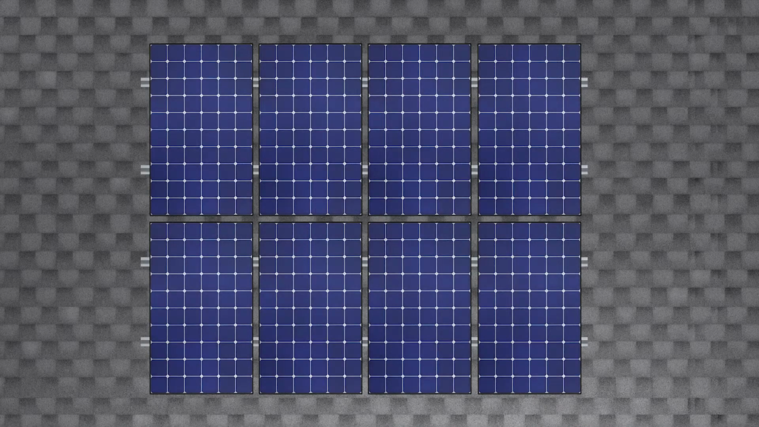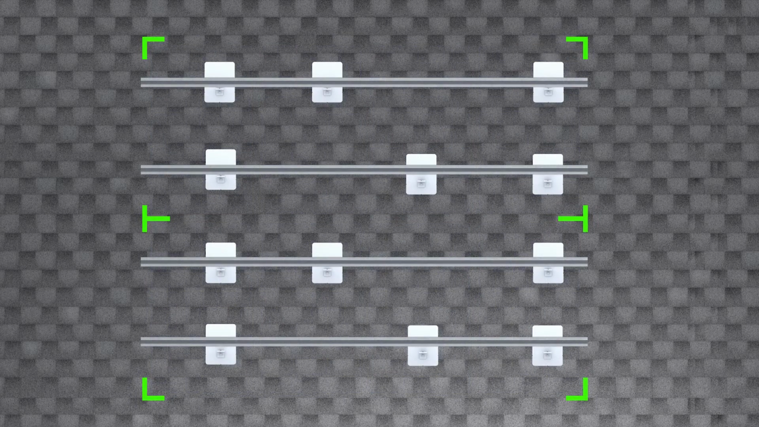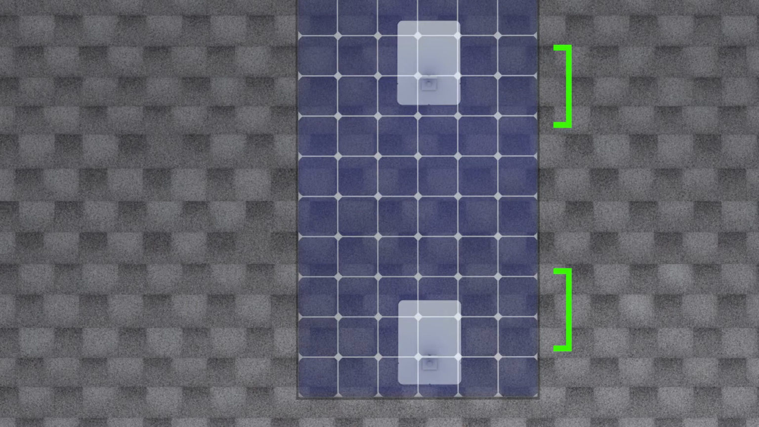With the array location and dimensions calculated, mark off the mount locations and cantilever zones on the rooftop. Make sure that you select a shingle course that lies within the module clamping zones.